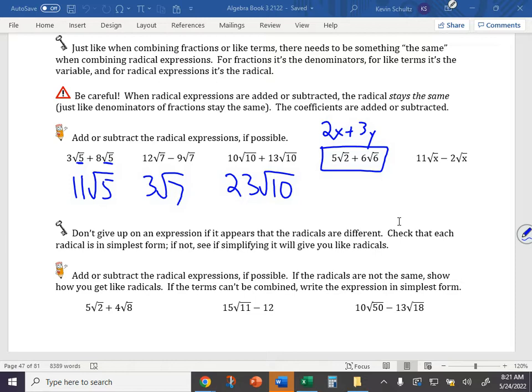Anthony? 9 root x. We have 11 root x's. We subtract 2 root x's. Because those roots are the same, even though it's a variable, we have 9 root x's. Okay?